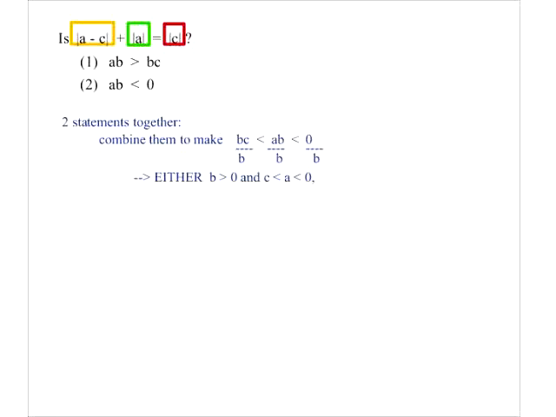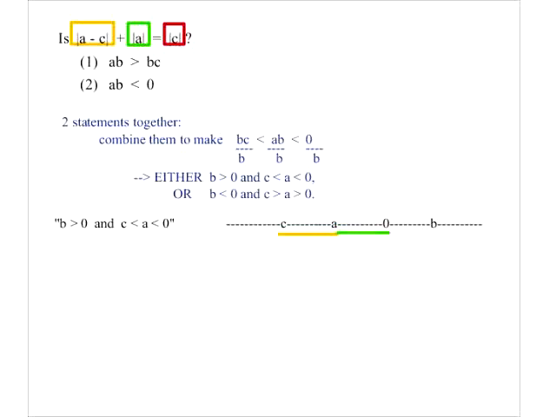So, all right, let's try these. So if B is positive and this is true, that's C, A, 0, B. That's the only order these things can come in. So that means yellow is here, green is here, and red is here. That's a yes to the question.